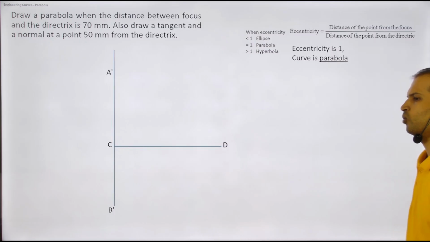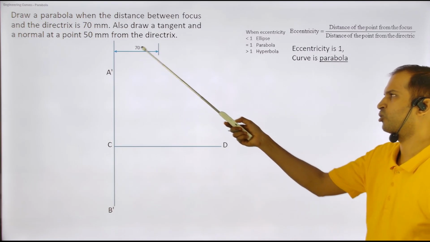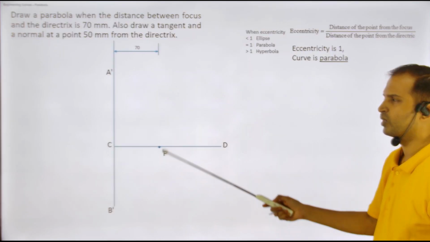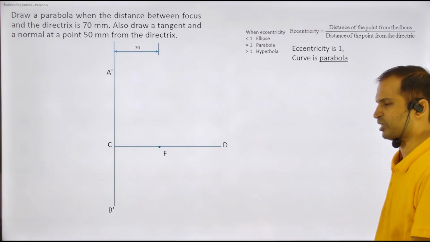Okay. Now I know that it is 70. So I made a 70 mm horizontal line parallel to this, and I've taken a line down with the help of a drafter, and I've marked a point F. This is the first step.